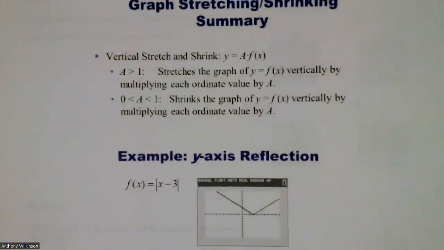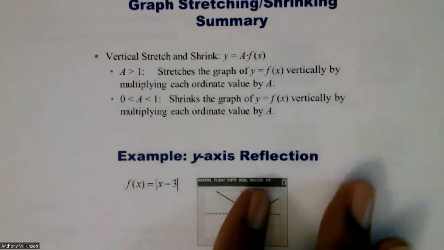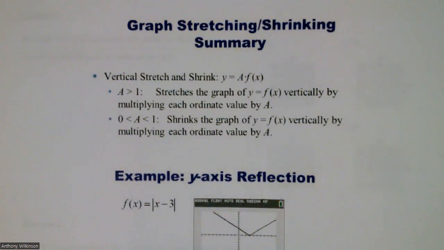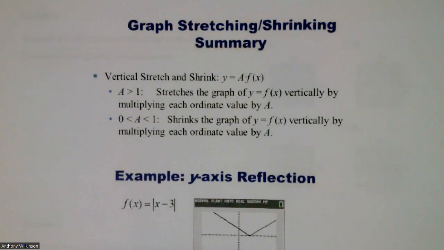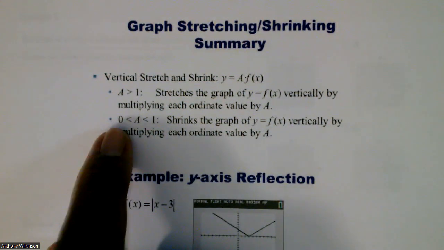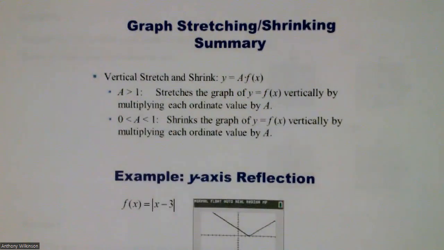All right, so on the next page is a summary of stretching and shrinking. As you can see here, for y equals a times f of x, where a is a constant, if a is positive, that means you're going to have a vertical stretch. I always get those confused. A vertical stretch by multiplying each ordinate value by a. And then if a is between 0 and 1, that means you have a vertical shrink, and you'll do that by multiplying each ordinate value by a.